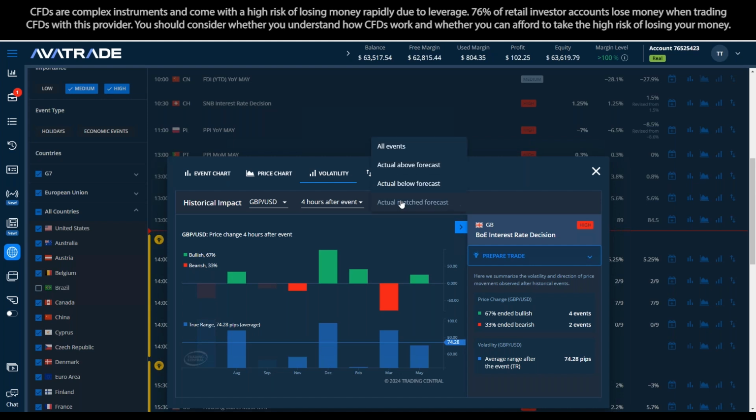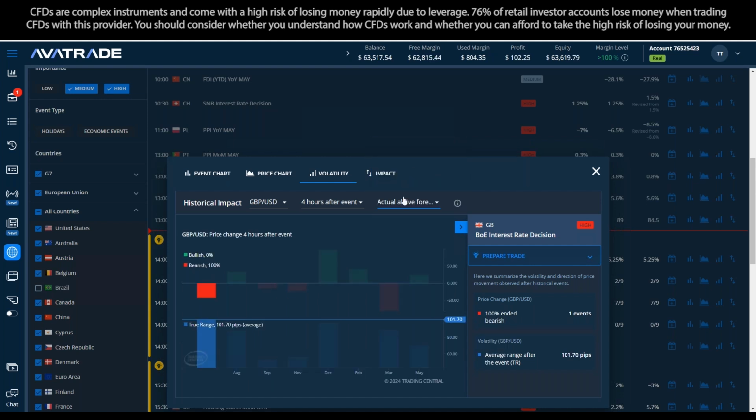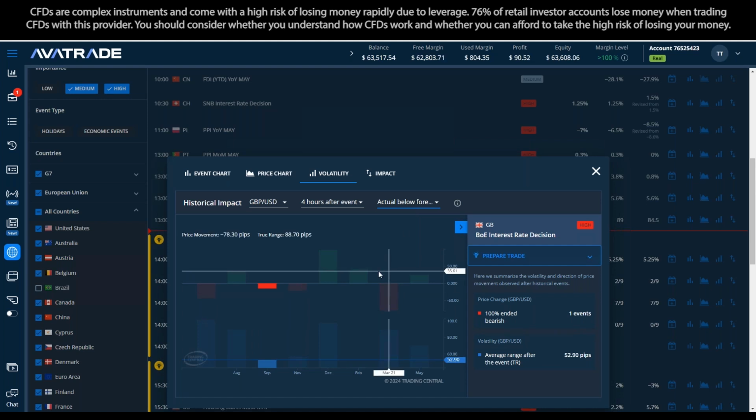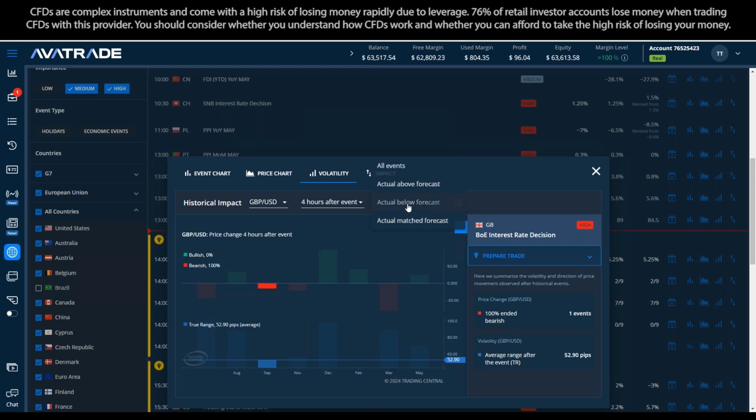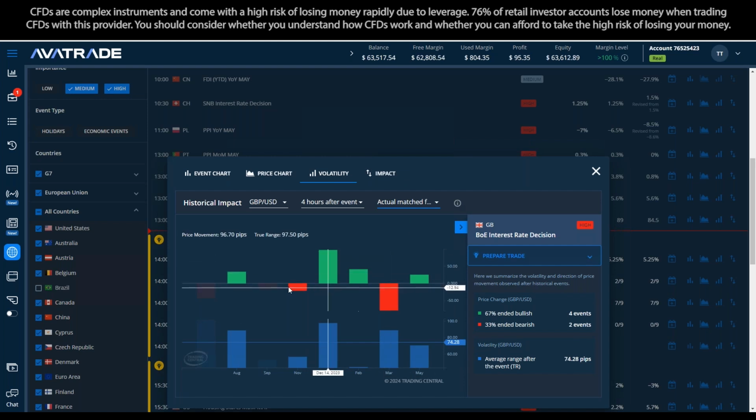And for me, if it comes in above or below forecast, I don't have enough data points to determine what I should do. In general, I would think if the interest rate comes in higher than expected, the currency would probably strengthen. If it comes in lower than expected, the currency would probably weaken. But we don't have a lot of data points to use this tool to make that projection from the past data. But if it matches the forecast, we have a significant number of data points, and 4 out of 6 times you'd have been profitable to buy with the results coming in matching the forecast.